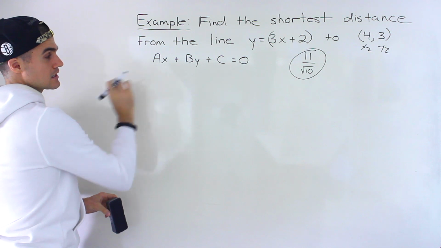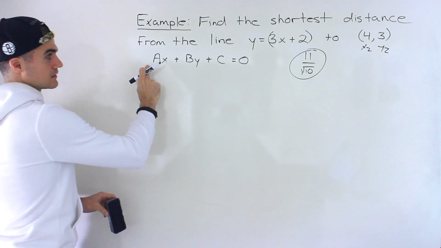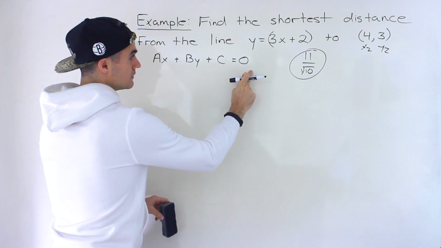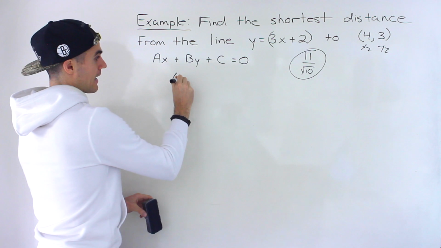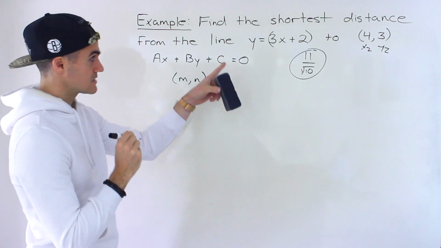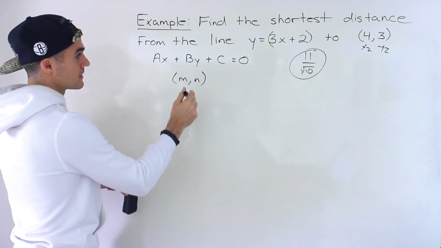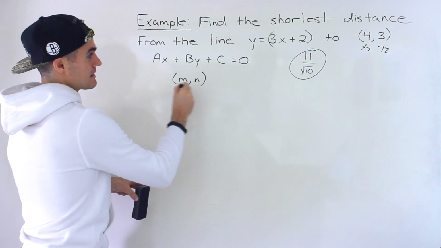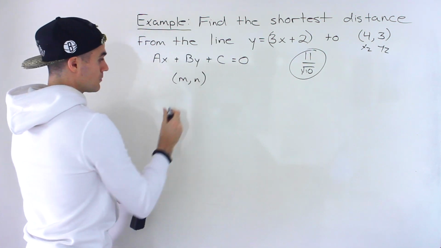Right? That's the standard form. And if you have a line and then you have a point, let's call it mn. That's the coordinates of it. In this case, it's 4 and 3, but I'm first giving you the general formula. So let's say that this is what you're given. You're given the line, you're given the point.